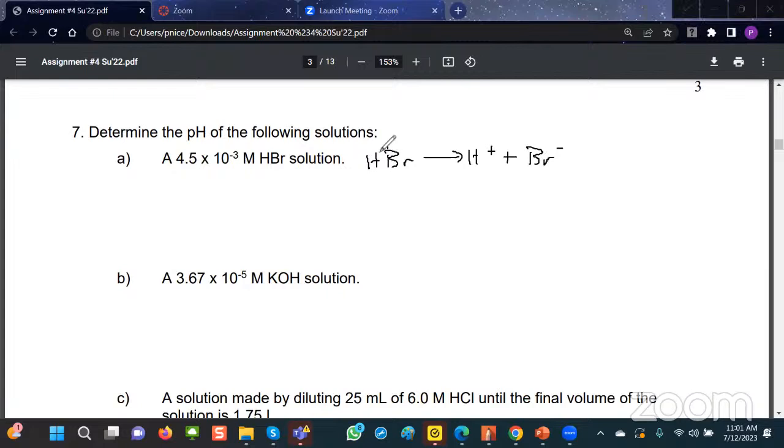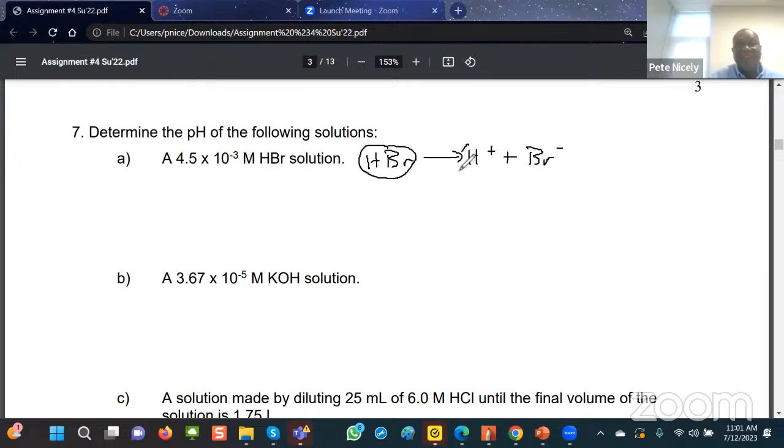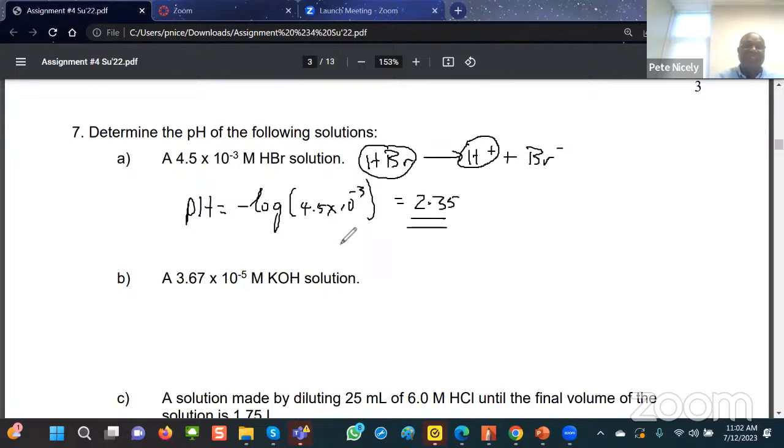Okay, so whatever the concentration of this is, the concentration of H plus is the same, right? So the pH would be equal to minus log of 4.5 times 10 to the minus 3. And according to my calculation, this works out to be equal to 2.35. 2.35, and that would be the answer. So that's a relatively simple problem.